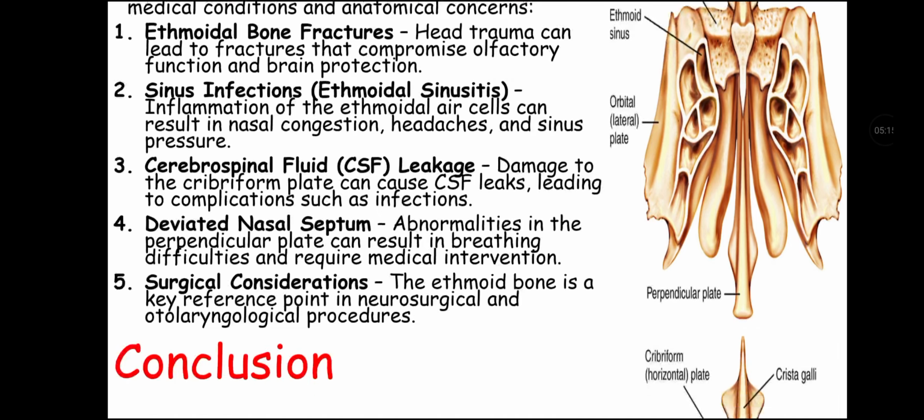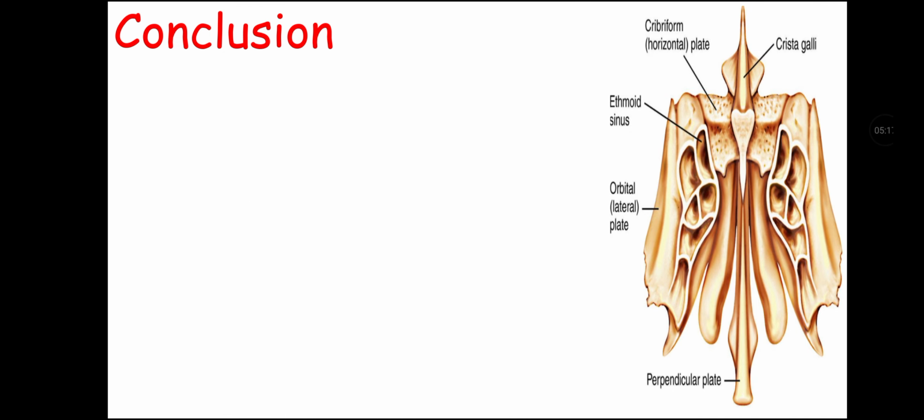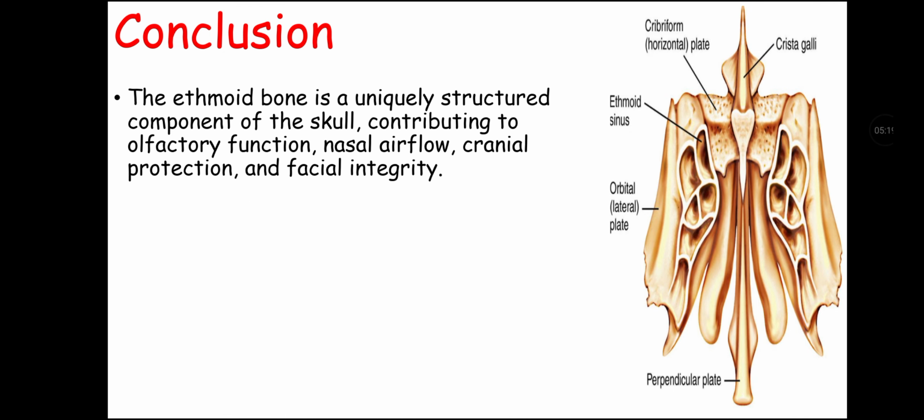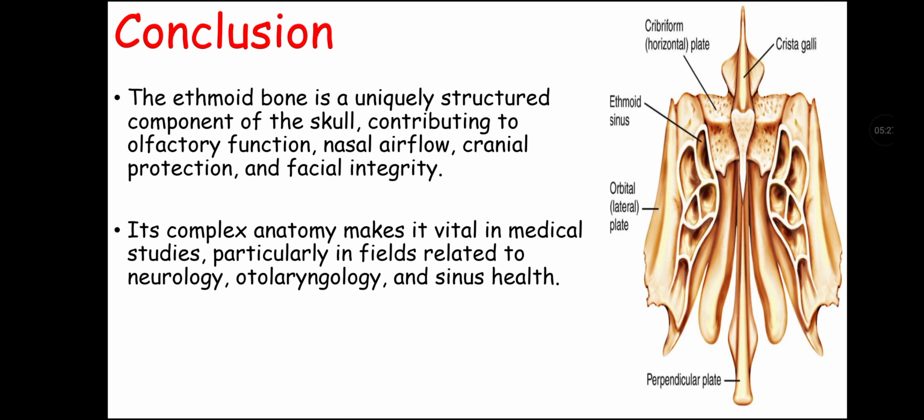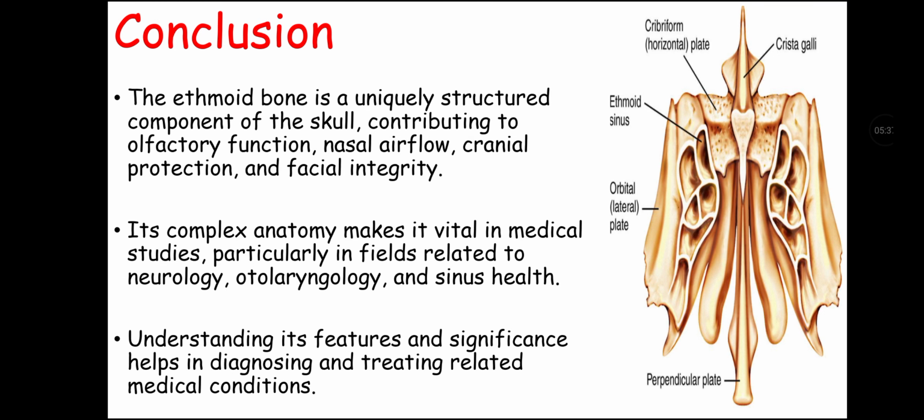Now let's talk about the conclusion of our lecture. Ethmoid bone is uniquely structural component of the skull, contributing to the olfactory function, nasal airflow, cranial protection, and facial integrity. Its complex anatomy makes it vital in medical studies, particularly in fields related to neurology, otolaryngology, and sinus health. Understanding its features and significance help in diagnosing and treating related medical conditions.